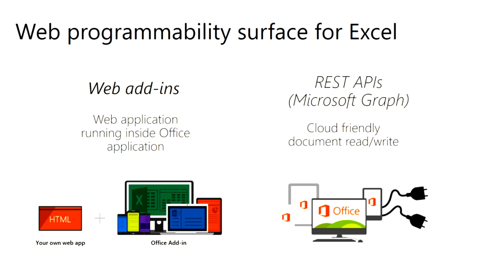So when we think of the programmability surface for Excel, there are broadly two categories. One is the web add-ins. Add-ins can be built on existing technologies such as VBA or COM services. But what I'm focusing on today is the web-based add-ins. So that's one way in which you can extend Excel. The second way is to use the Microsoft Graph REST APIs. These are more cloud-friendly apps that can use Excel. So if you have an Excel file stored on your OneDrive, for instance, on the cloud, you can use the technology that we have to access, read, and write documents into the workbook. So those are the two broad aspects.